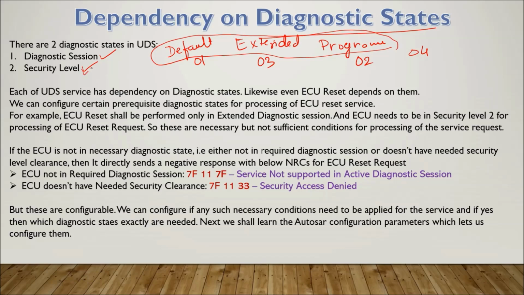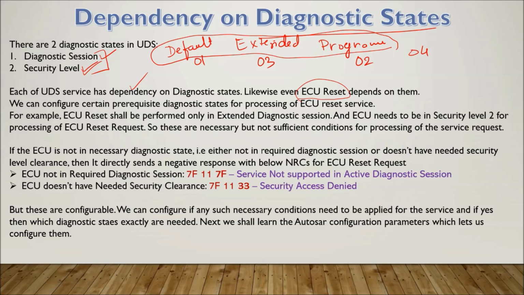Similarly, we have the security level also. For some critical services, a particular security clearance is required. This is to ensure that hacking and those things do not happen. So these two together are known as diagnostic states. Each of the UDS services has a dependency on diagnostic state. Likewise, even the ECU reset depends on them.